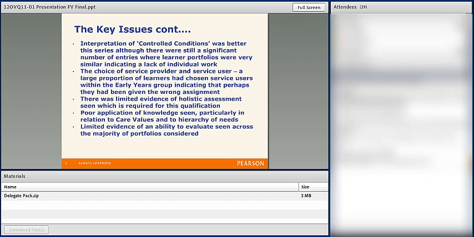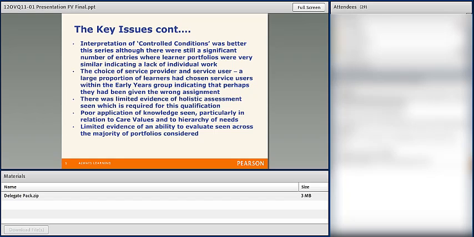Another issue was the fact that there was limited evidence of what we call holistic assessment seen, and holistic assessment is required for this qualification. In the old GCSE, each task was assigned to an assessment objective. So when students did task 1, you assessed it against assessment objective 1. When students did task 2, you assessed it against assessment objective 2. But in the new qualification, there is evidence for each assessment objective in every task. And again, we'll look at it in more detail for me to explain what I actually mean by that. But holistic assessment is really important for this new qualification.